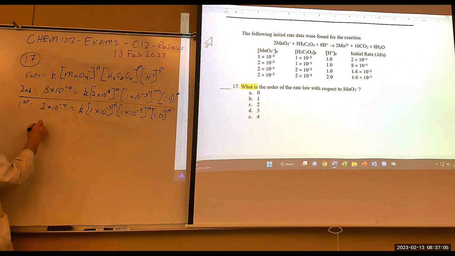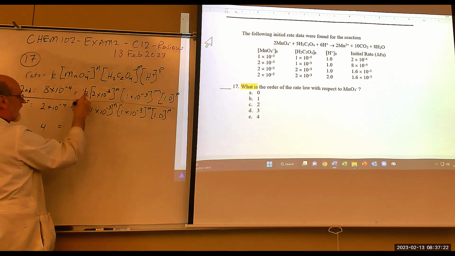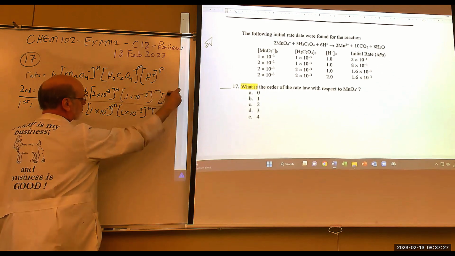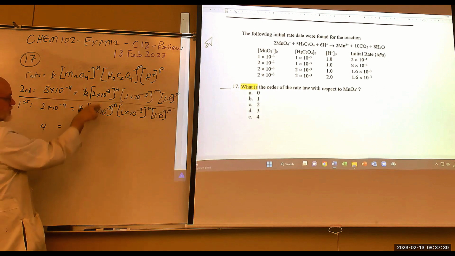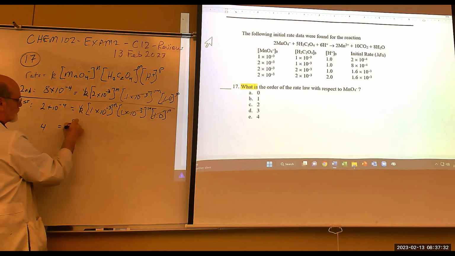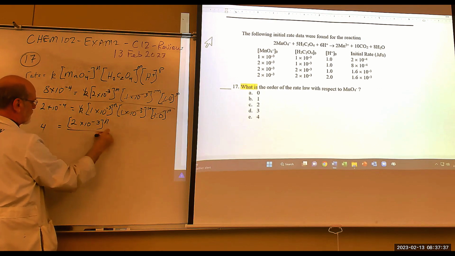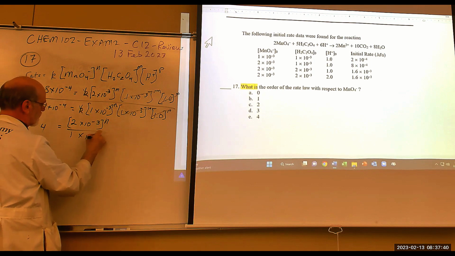2 into 8 is 4, right? But they're the same power. Okay, so the ratio of the two is 4. All right, how do I know that? Because 4 times 2 times 10 to the minus 4 is 8 times 10 to the minus 4. Just checking myself. Okay, K's cancel. These terms cancel because they're both the same. And the ratio here now is 2 times 10 to the minus 3 to the n divided by 1 times 10 to the minus 3.